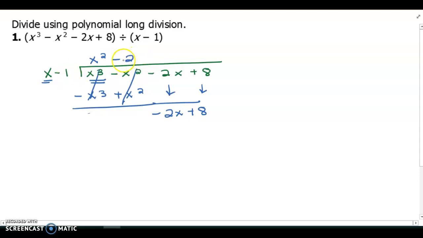So when I do that, and I multiply negative 2 by x minus 1, I would get negative 2x plus 2. Okay, and then when I subtract it, I change this to a plus, this to a minus. That goes away. 8 minus 2 is 6. Okay, so our answer here would be x squared minus 2 plus 6 over x minus 1.